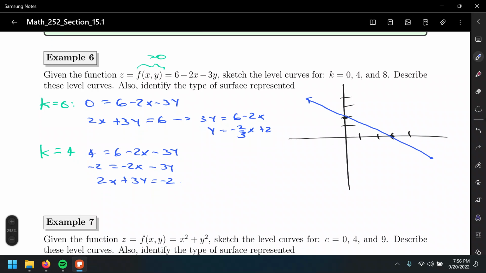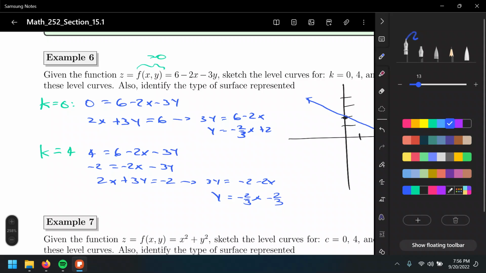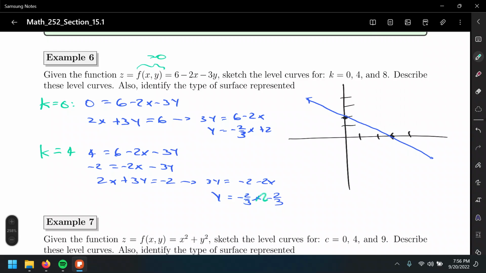So this time we're going to have the equation 3y equals negative 2 minus 2x, and y equals negative 2/3 x minus 2/3. So we're going to have a different line over here. I'm going to use a different color. Negative 2/3, that's the y-intercept. We're going to have this line, and it in fact has the same slope, negative 2/3. So that's another line. All right. And for the last value of k, let me make some space here.